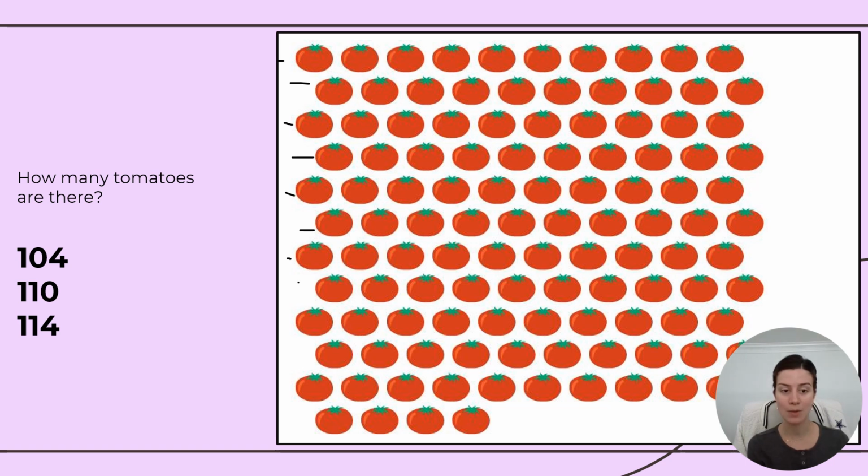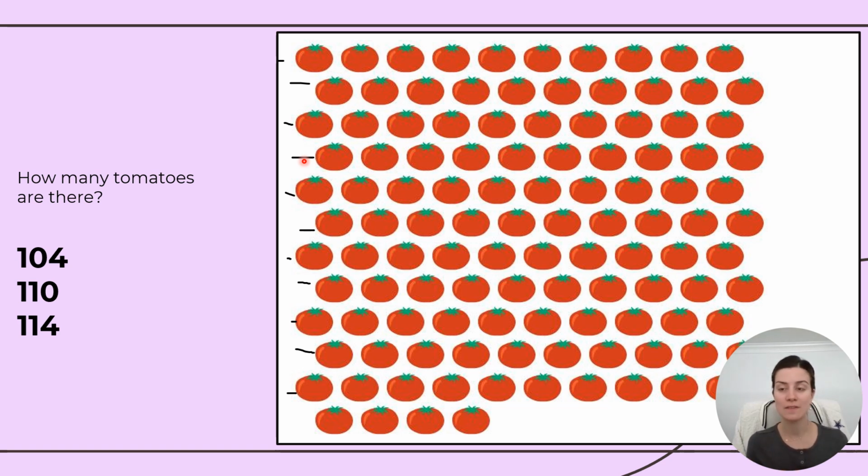You can count by tens, and then you can count what's left over at the bottom here by ones. So you can count by tens, 10, 20, 30, 40, and keep going, and then count your ones. How many tomatoes are there? Write your answer on your board.